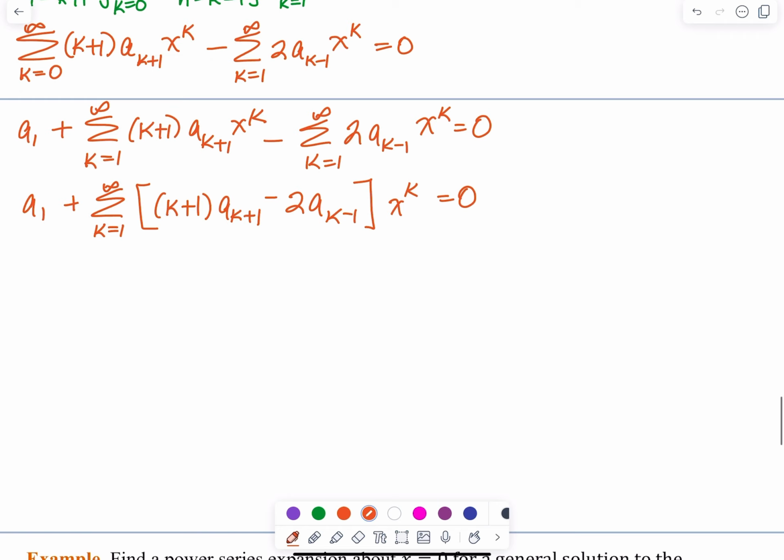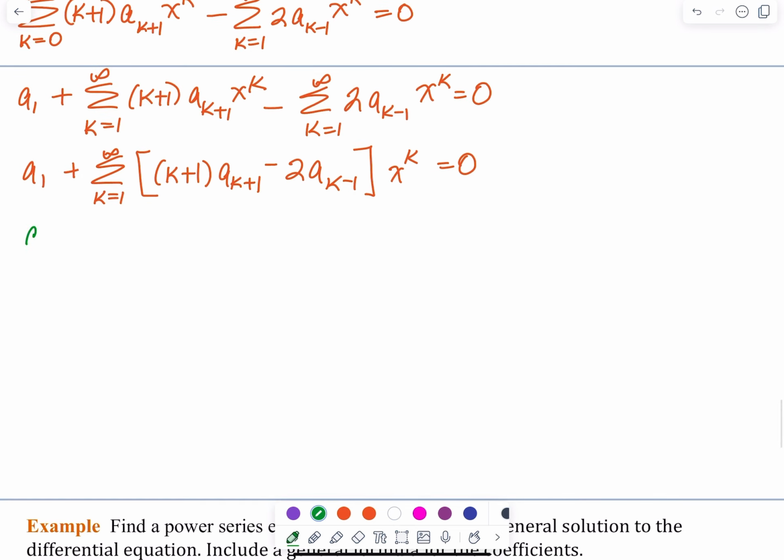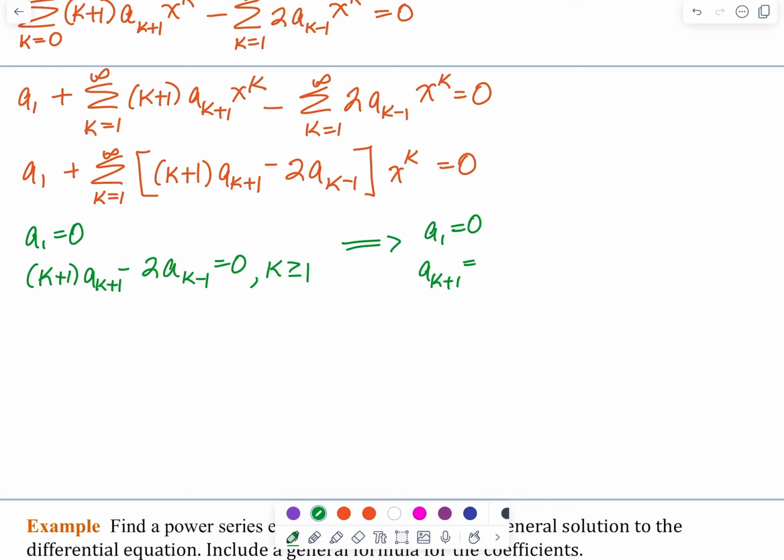So for this power series to be equal to 0, each of the coefficients must be 0. So it must be that a sub 1 is equal to 0, and k plus 1 multiplied by a sub k plus 1 minus 2 multiplied by a sub k minus 1 is equal to 0. And of course, here k has to be greater than or equal to 1. So what we come up with is a sub 1 equal to 0, and solving for a sub k plus 1, we have 2a sub k minus 1 divided by k plus 1. Of course, k still has to be greater than or equal to 1.